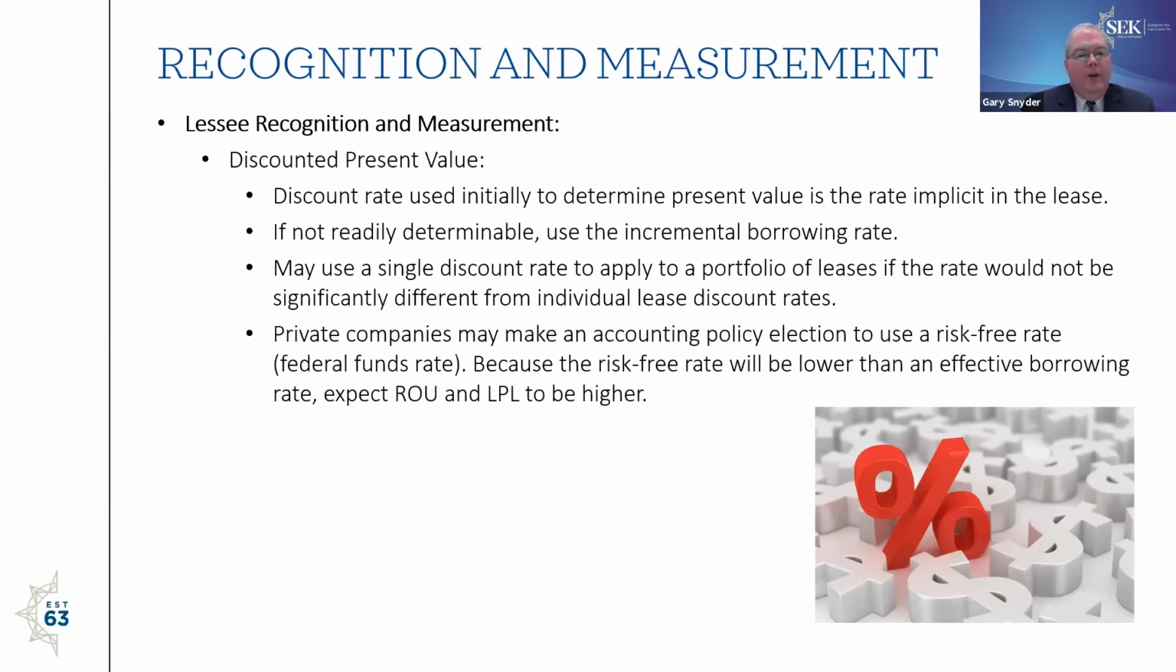And then the third one, the private company may make an accounting policy election to use the risk-free rate or the Fed funds rate. But you have to be careful because that risk-free rate will be lower than the effective borrowing rate. So that will increase your ROU and your lease liability, and it will be higher than if you used another rate. So you do have that option for private companies, but you do need to be aware it is going to make that asset and liability higher than what it typically would be using other rates.